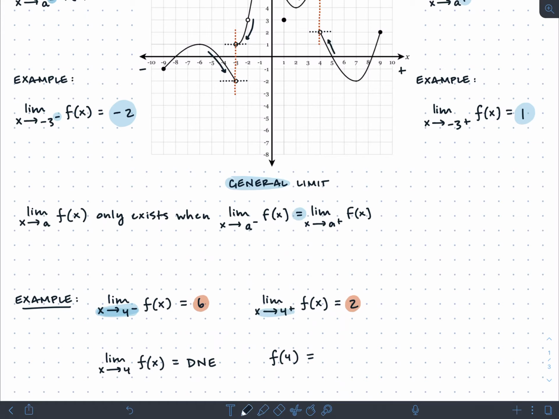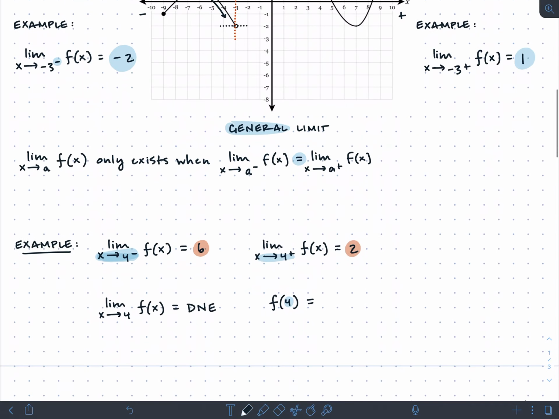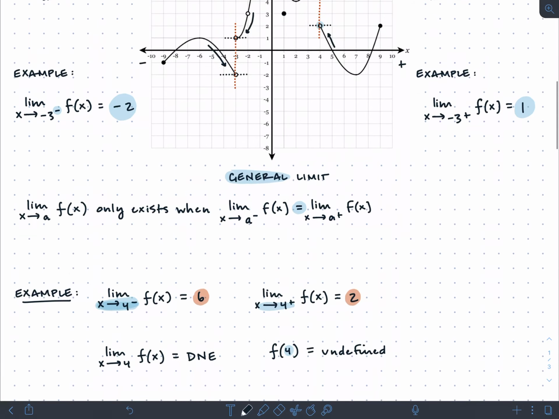Lastly, we can try and evaluate at x equals 4. And if you notice, since both of these are open circles here, f of 4 is undefined. And we had a problem like this on our previous problem set. Okay?